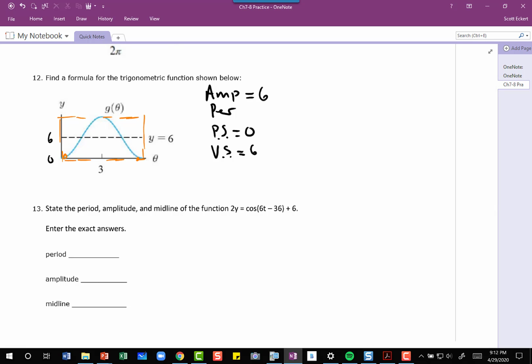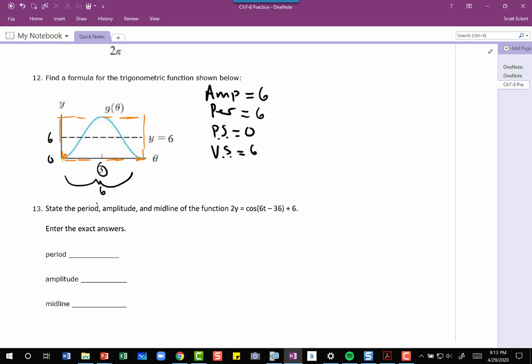Now, what's the period? Well, they only gave us one little clue. They gave us this 3 for the x-axis or the theta axis. And 3 is halfway. So it's got another 3. So the period has to be, if this is 3, then the whole distance has to be 6 units on the period as well. All right, so we got to translate all of this stuff into an equation.